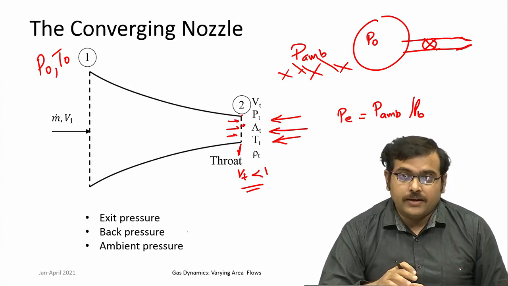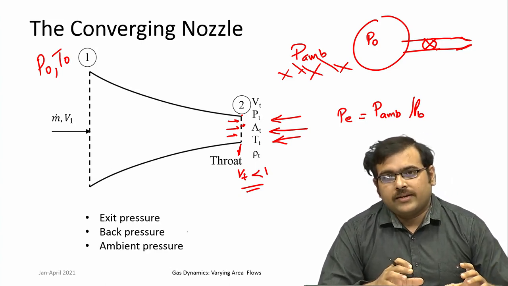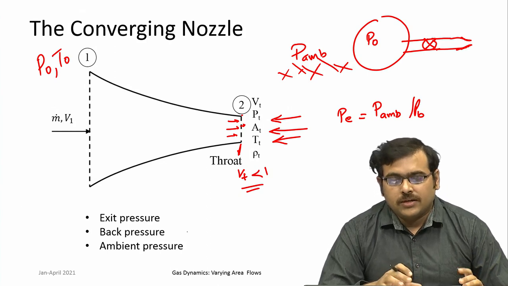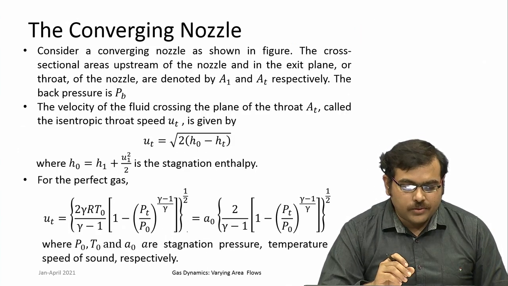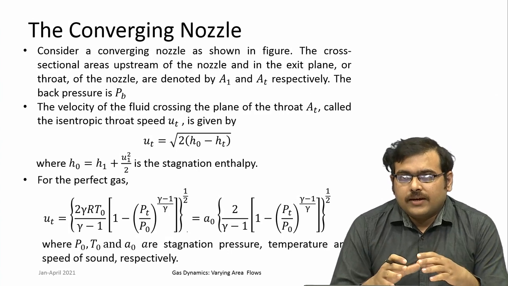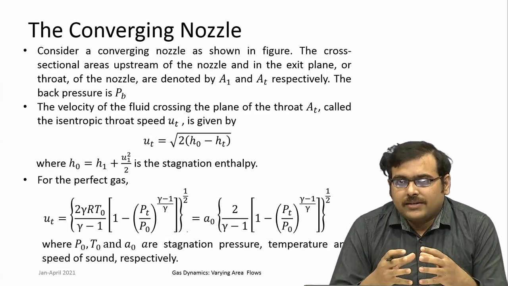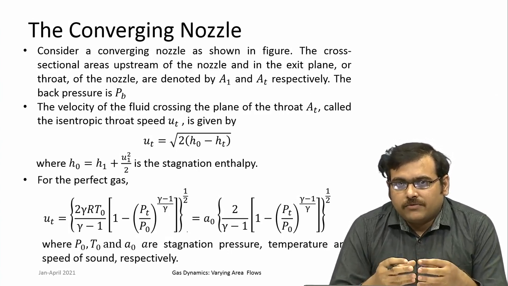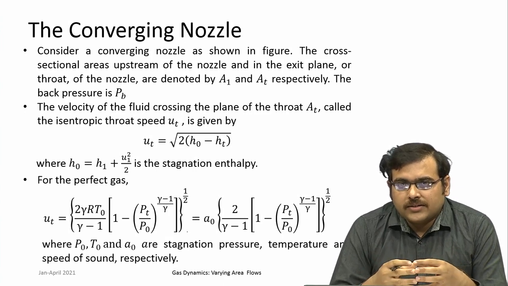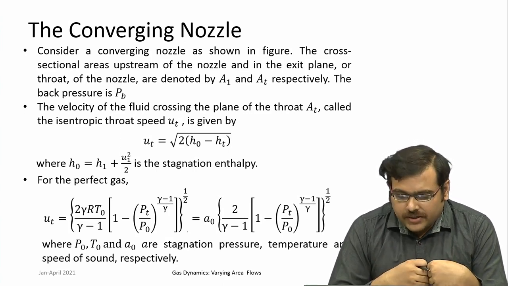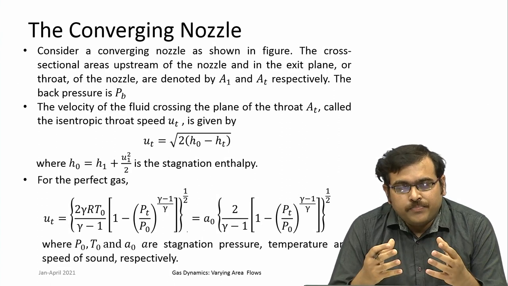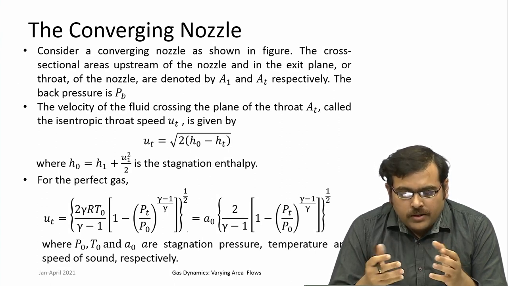So, we are looking at relating pressure ratios to what is happening in the nozzle. Because of that, we have to write all the equations that we had done earlier in terms of Mach number or velocities, in terms of pressures. It can be done, it is an isentropic flow.